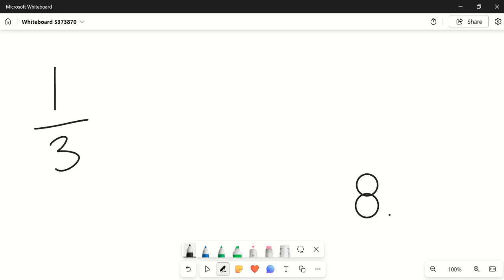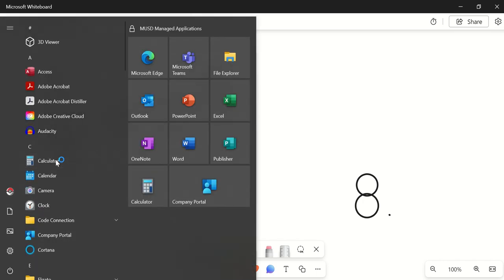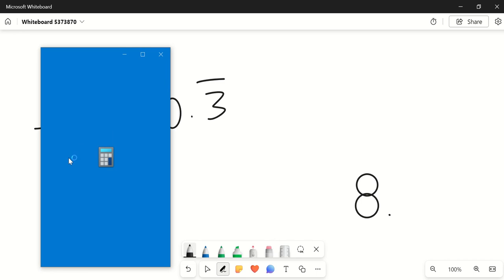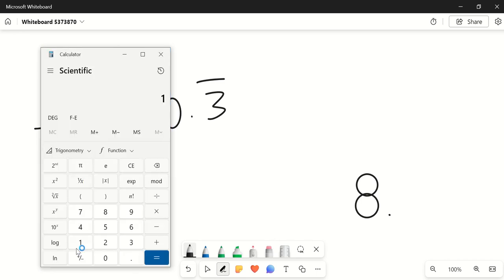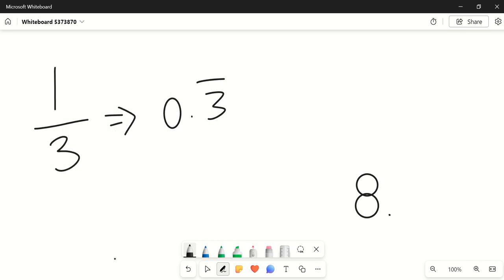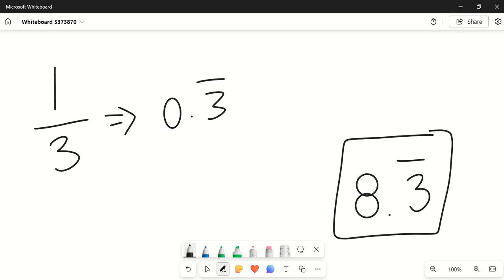I know 1/3 is the same thing as saying 0.3333333 forever, because we did this as an example earlier. 1 divided by 3 equals 0.3333333 forever. Therefore, this will be 8.3 with bar notation over the 3.